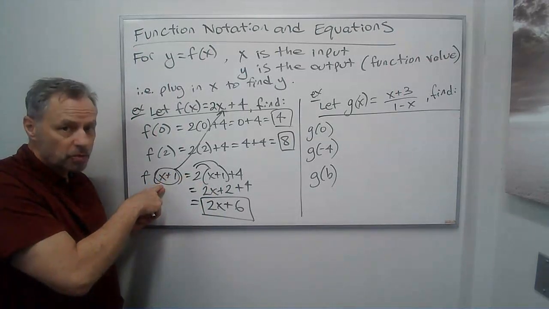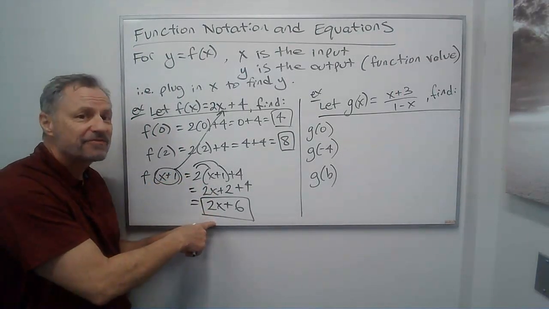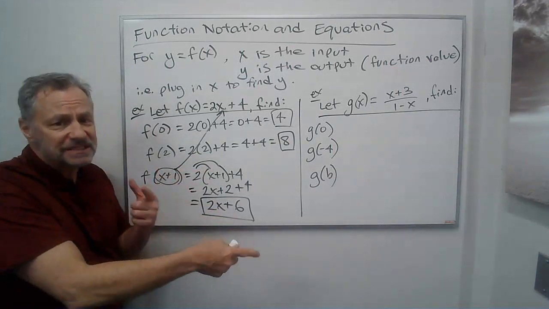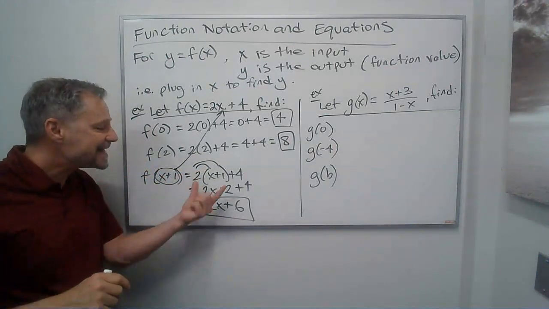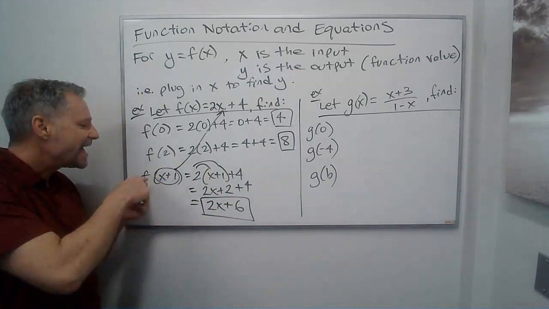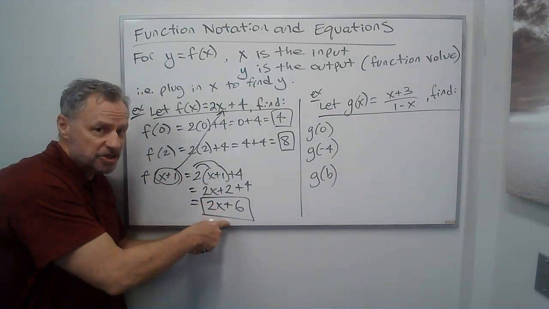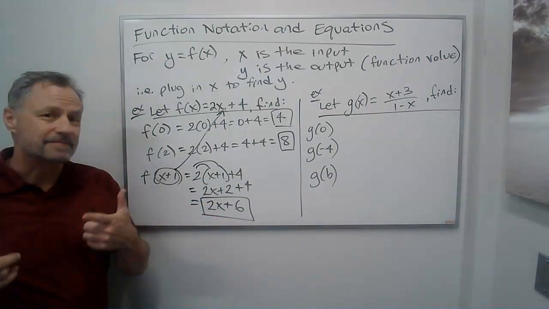Oftentimes when you start with a variable as your input, you're going to end with a variable as your output. Don't try to solve this. Don't set that equal to 0 and solve or anything crazy like that. That's your output. You're done. f of x plus 1 is equal to 2x plus 6. It's a new function. All right, so that's the idea.